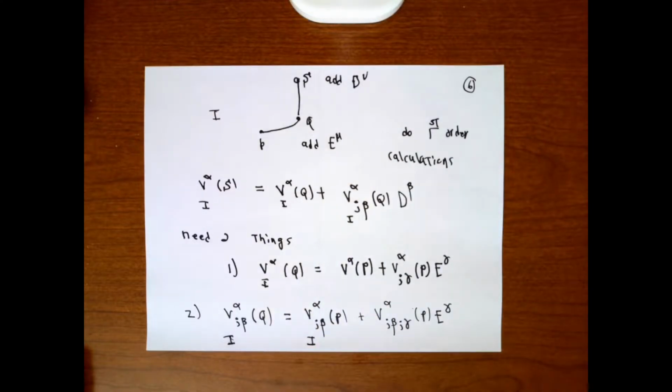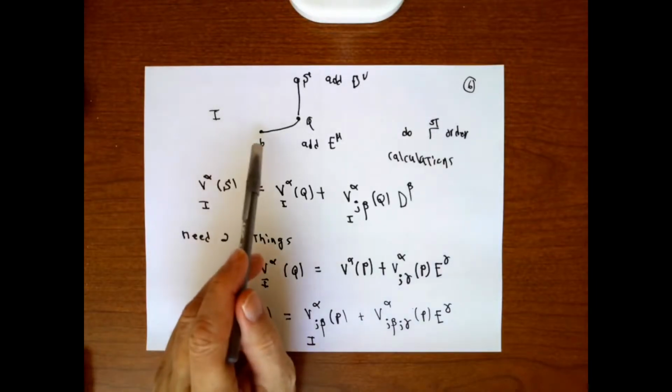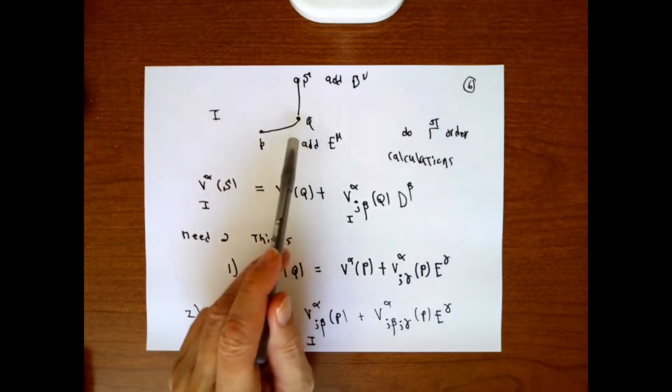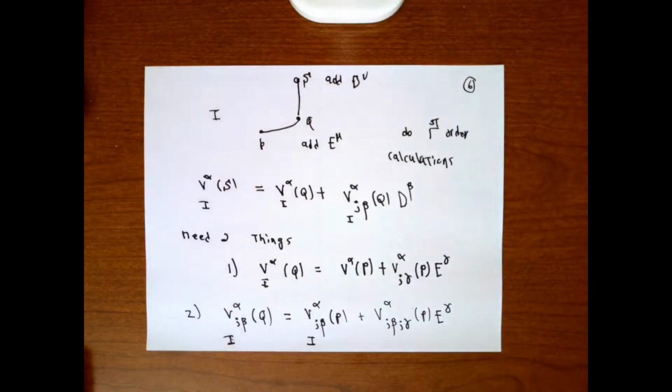The first part is not too difficult. V alpha along path 1 at Q is V alpha at the original starting point P plus the rate of change of V alpha at P times how much I changed the input when I went from point P to point Q. These will be the E numbers. The first part is fairly direct to write out.